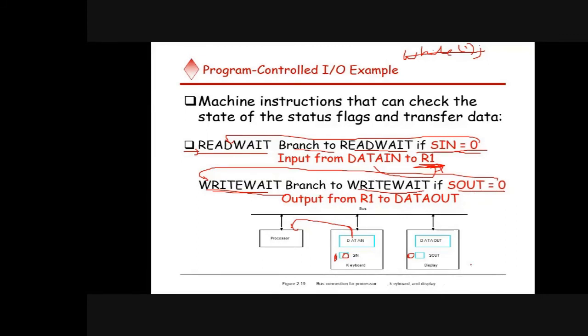If S out value becomes 1, then what data should transfer? From the processor, the data will be transferring to a data out register. From the processor means that is your R1 register. From R1 to data out, data transfer is happening.